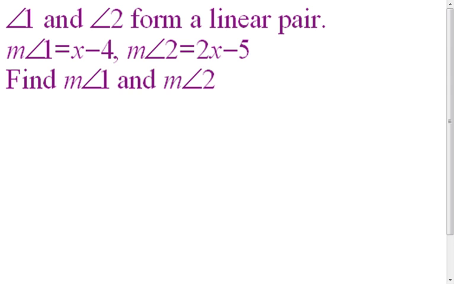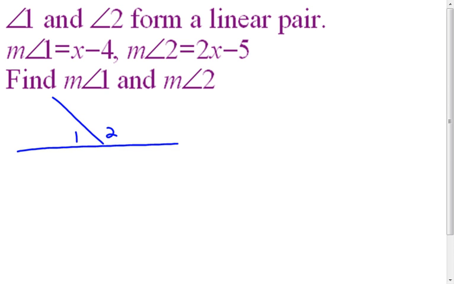Now on this next one, it tells me that I have 2 angles that form a linear pair. I'm a huge picture person. So I'm going to start off and make a picture of that first line. Angle 1 and angle 2 form a linear pair. Just going to go like this. I'm going to call this angle 1 and I'm going to call this angle 2. Have that taken care of.